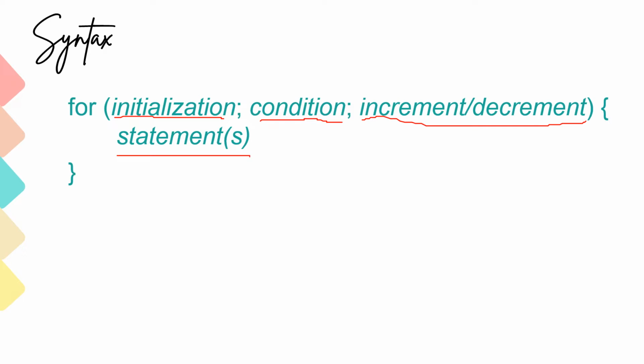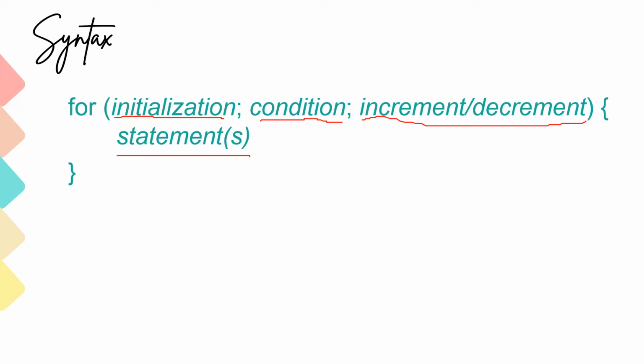Okay. What is initialization? The initialization expression initializes the loop. It is executed once as the loop begins, followed by a condition. So what's a condition?